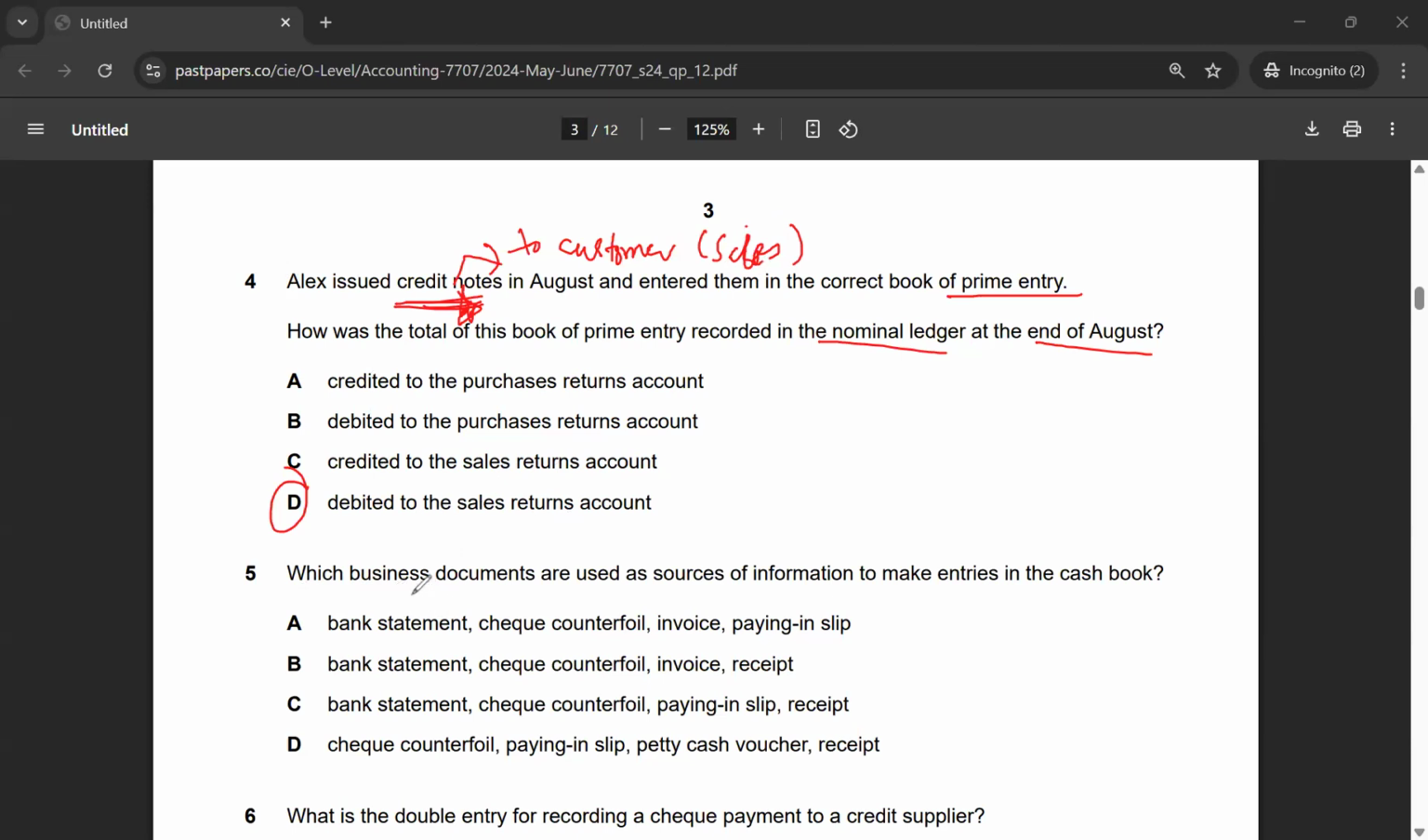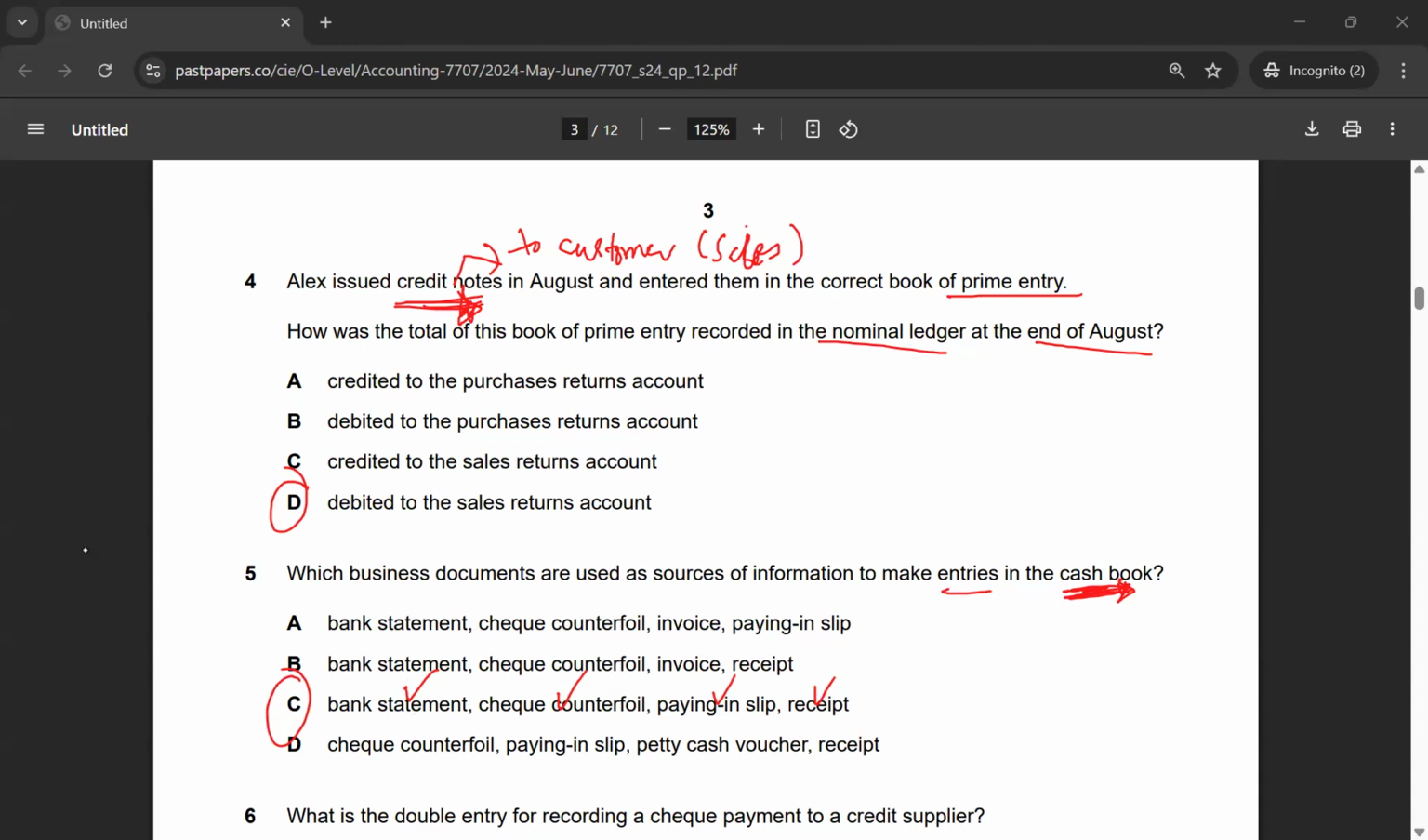Let's look at multiple choice 5. Which business documents are used as sources of information to make entries in the cash book, right? So we are concerned about entries in the cash book. So when I scroll through these options, it is very clear that bank statement will be used for cash, check counterfoil, pay in slip, and receipt. So the correct answer for multiple choice 5, as seen here, would be option C.